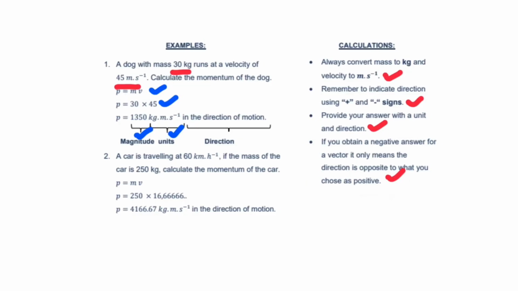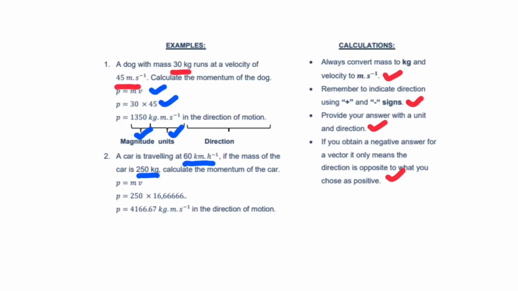And then the second question, a car is traveling at 60 kilometers per hour. If the mass of the car is 250 kgs, calculate the momentum of the car. Well, there's a slight problem. We have the mass, which is 250 kgs. That's okay, there's no problem there whatsoever. The problem arises with the speed or the velocity. It is 60 kilometers per hour. And we need our velocity to be in meters per second, not kilometers per hour. So we need to convert that 60 kilometers per hour to meters per second.